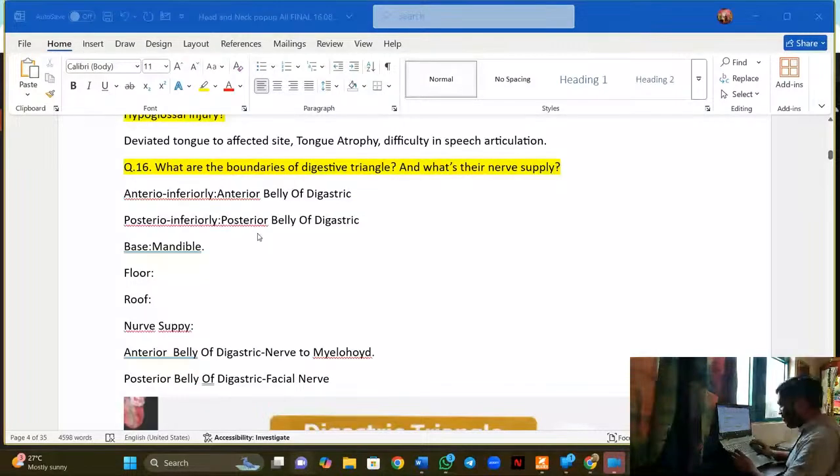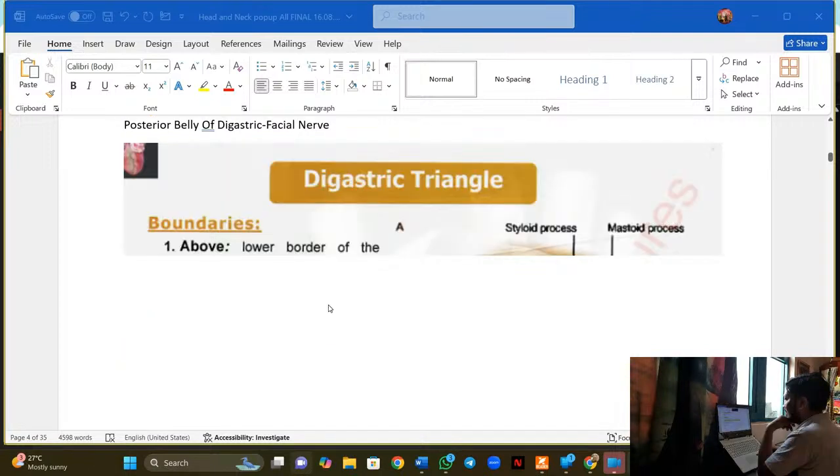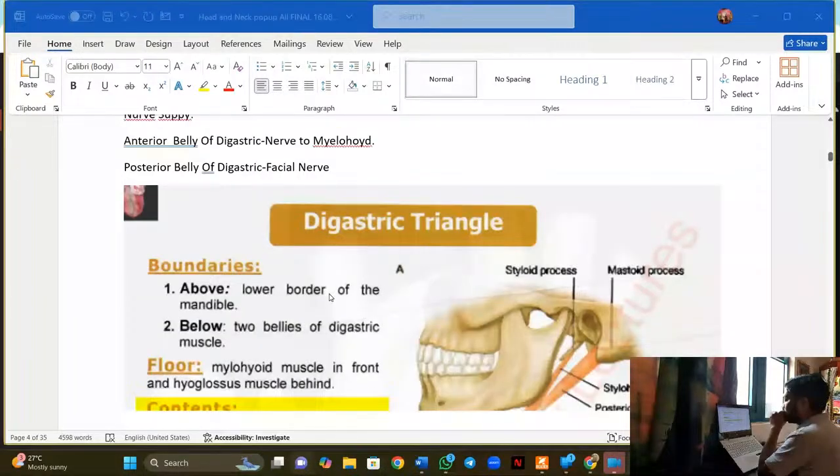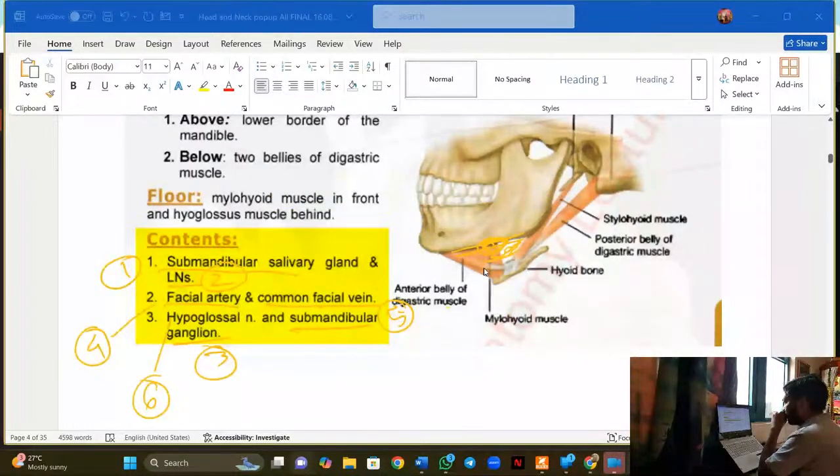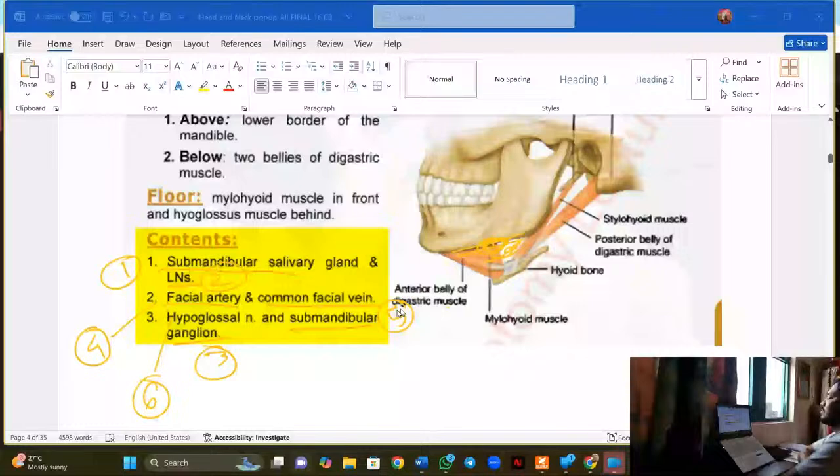What is the boundary? The posterior belly of digastric, and the base by the mandible. The anterior belly is supplied by nerve to mylohyoid. Its contents: mylohyoid muscle, submandibular gland, submandibular lymph node, submandibular ganglion, facial artery, hypoglossal nerve, and common facial vein.